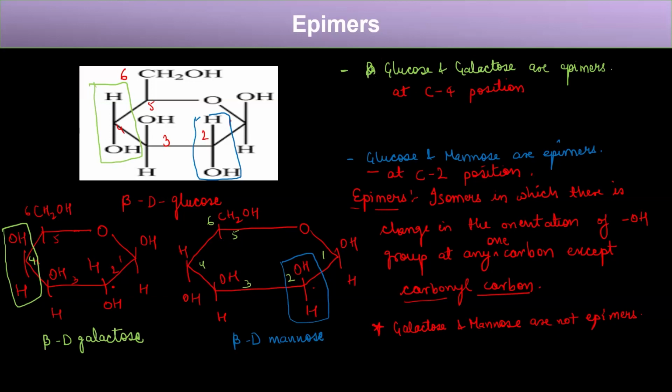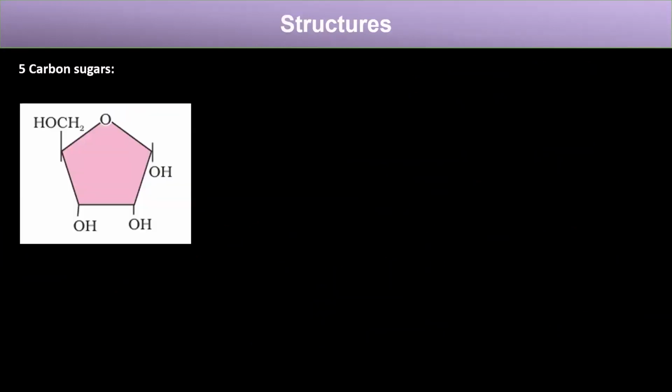Along with this, we have also seen the structures of galactose and mannose. These are also six-carbon sugar molecules, right? Now, the next thing that we'll see. So till now, we saw the structures of glucose, galactose, and mannose.